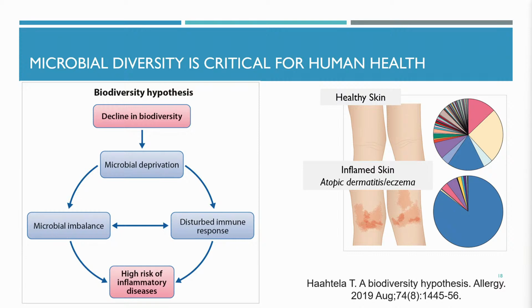And this can be applied to really a lot of different types of diseases, not just inflammatory diseases. This applies to allergies, asthma, IBD, Crohn's disease. All of those are associated with a decreased biodiversity of the microbes in that area.